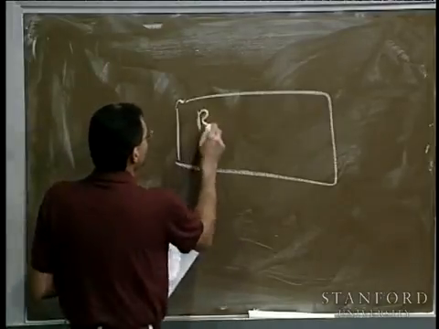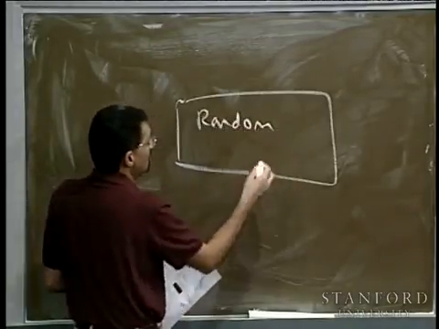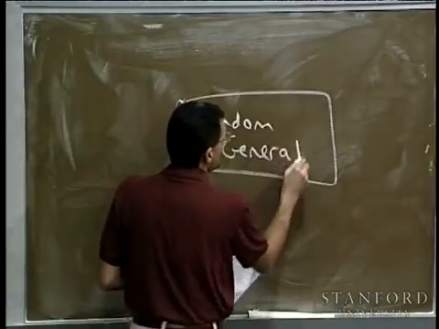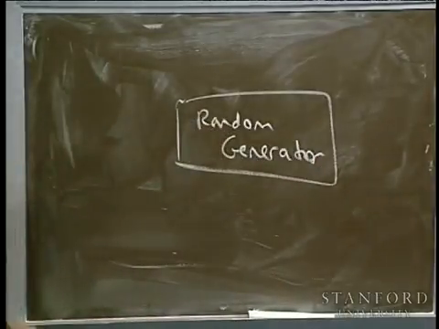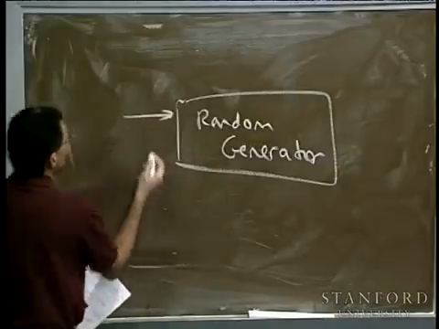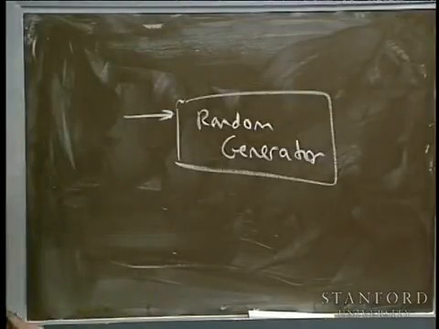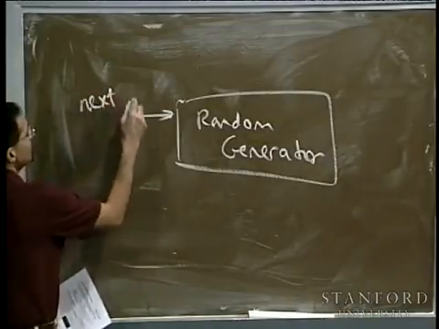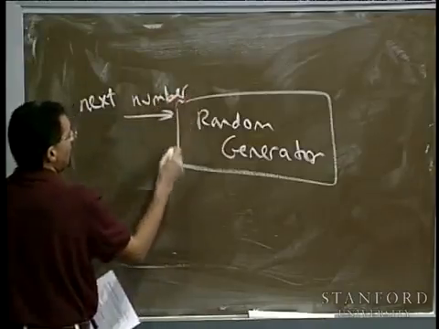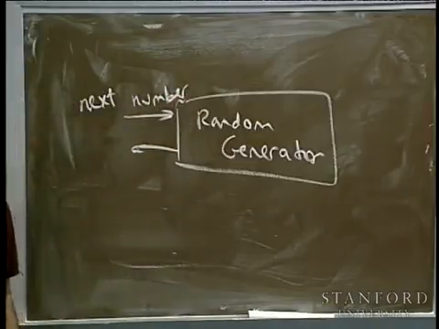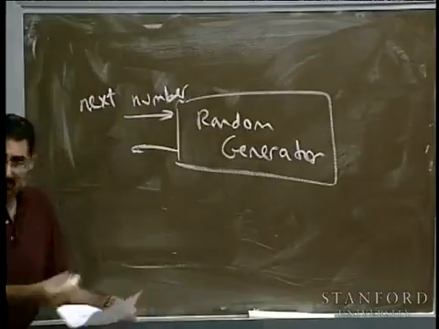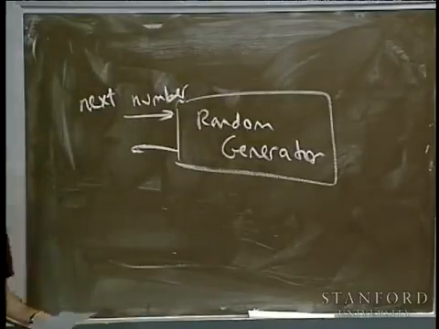Okay? Well, we could think of some black box, a la a toaster, except this one happens to be a random generator. And what you do is you go to this random generator and you send it a message, which is give me, in some sense, the next random number. And what it gives you out is some number that looks random to you. And then you say, give me the next one. It gives you another one. That's just the way it works.